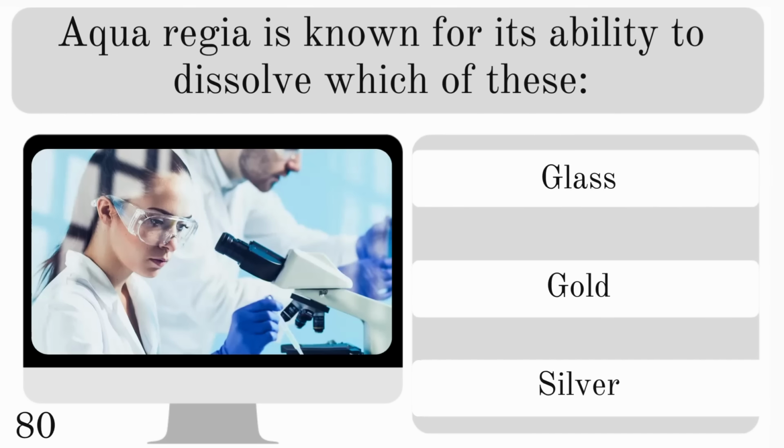Aqua Regia is known for its ability to dissolve which of these? Glass, gold, or silver? And it means royal water because it dissolves gold.